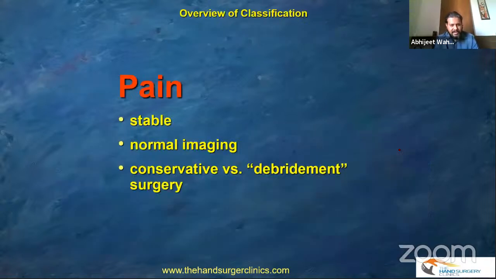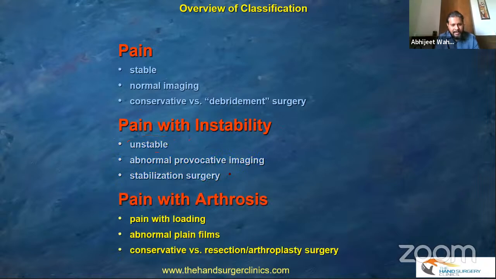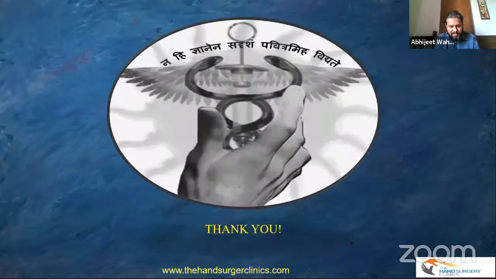So again, to reiterate, if the DRUJ is stable and there is ulnar-sided pain with normal imaging, you would begin with non-operative treatment and perhaps offer a debridement surgery if need be. If there is pain with instability, the DRUJ is grossly unstable. Identify what the reason for the instability is, and then you would do a stabilization surgery. If there is arthritis and pain with loading, and non-operative treatment has failed, you would then perhaps offer some kind of salvage procedure.